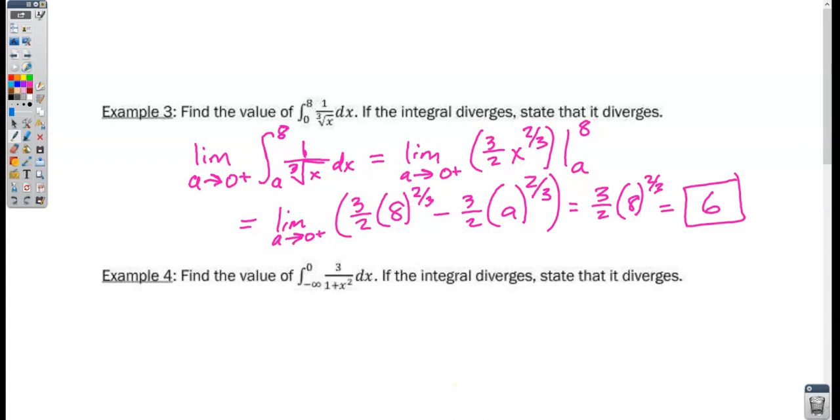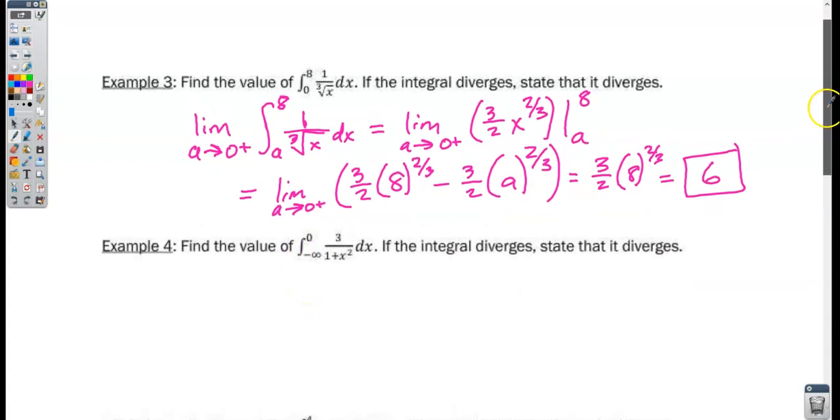Example 4, we're finding the integral from negative infinity to 0 of 3 over the quantity 1 plus x squared dx. That function is continuous from negative infinity to infinity, so the limit of integration of 0 and all these other finite values don't cause us any difficulties. All we're concerned about is the lower limit of integration being negative infinity. So I'm going to set this up as the limit as a goes to negative infinity of the integral from a to 0 of 3 over the quantity 1 plus x squared dx. All right, so I'm all set up.